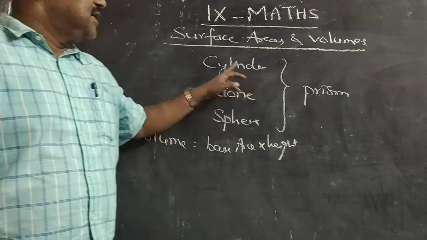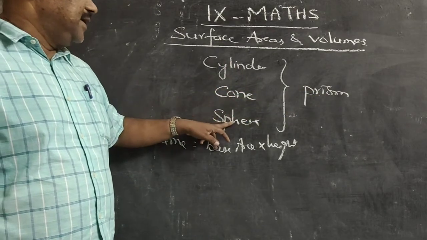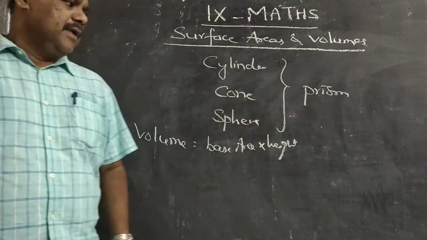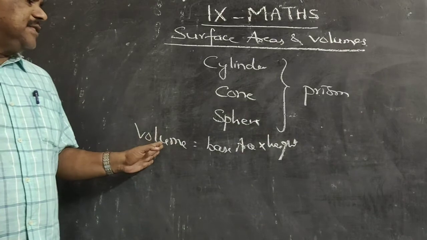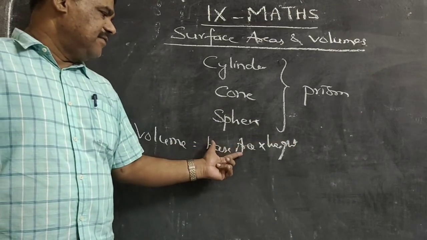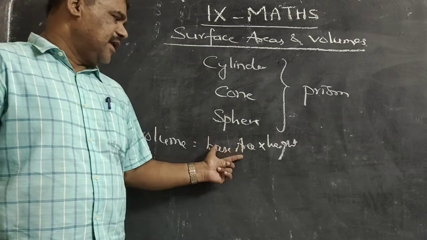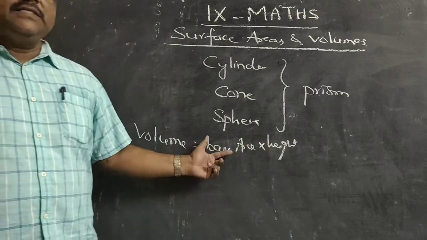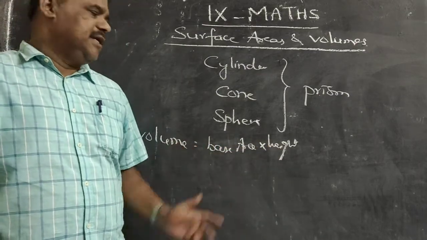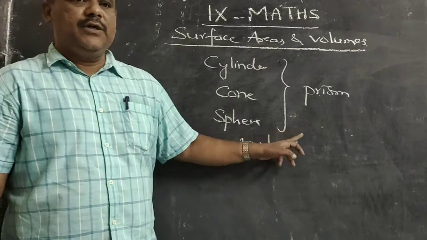Prism examples are cylinder, cone, sphere, cube, cuboid. For a prism, volume of the prism is base area into height. If the base is a triangle, area of the triangle into height. If the base is a rhombus, area of the rhombus into height. If the base is an equilateral triangle, area of an equilateral triangle into height. That gives volume.